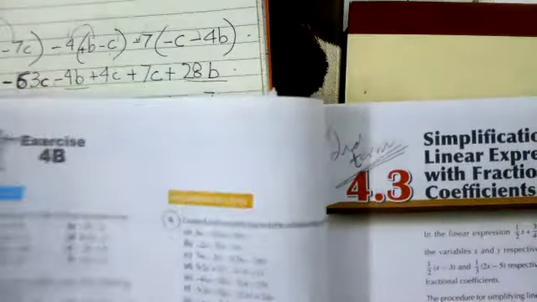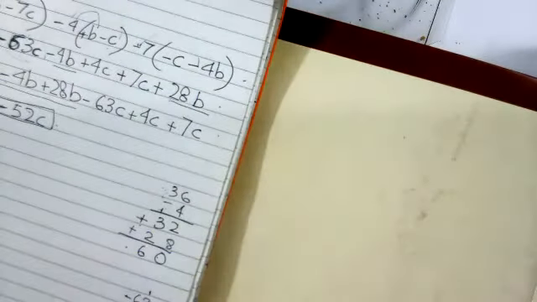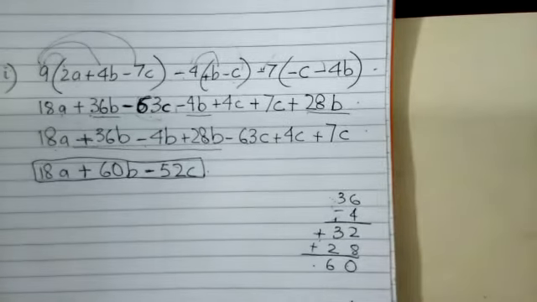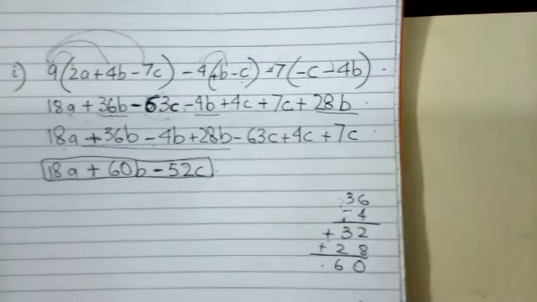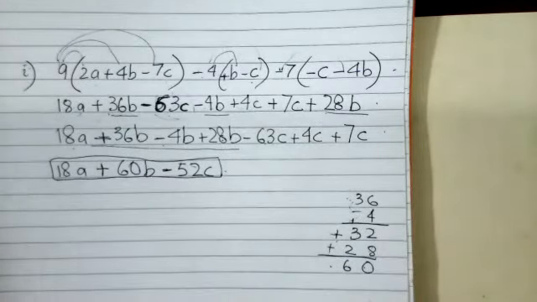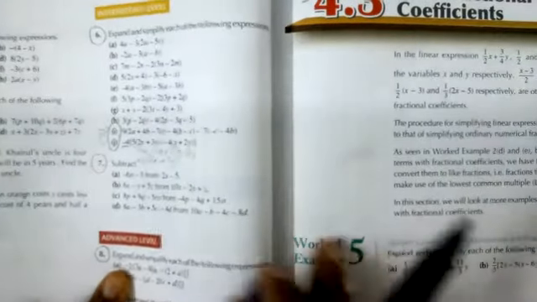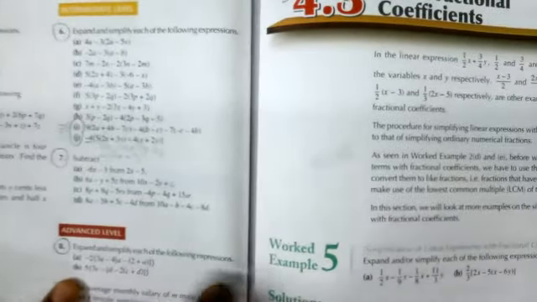Okay. You know, when I was a student, if I wouldn't get an answer correct, Miss, which question was it? Question number 6, part I, 4B. Okay. Yes, 18a plus 60b minus 52c. It's correct. Yes, okay. Is this question included in the advanced level, expand and simplify each of the following expressions?